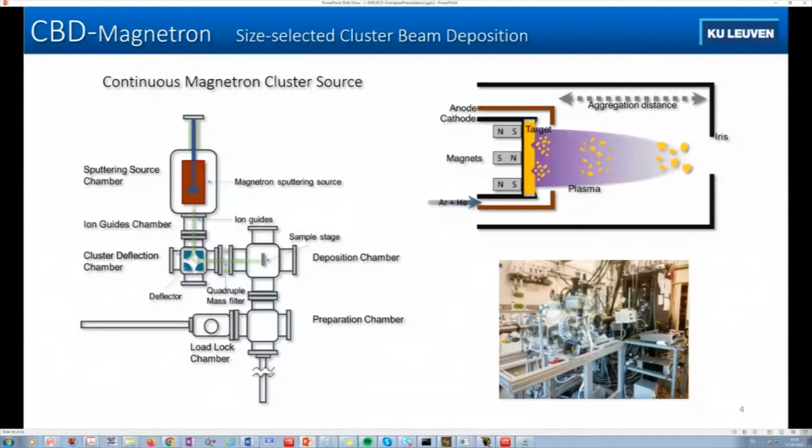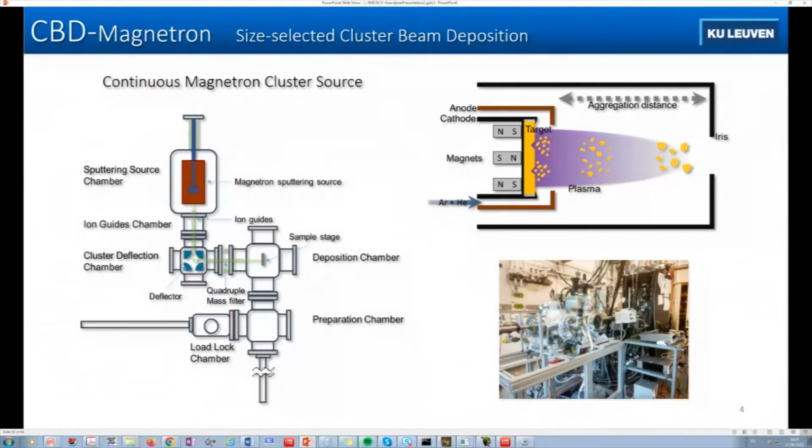So you see, you have the sputtering chamber. You have a gas, argon, going there, and you have the magnet here. You have a plasma, and you're making the clusters. Then the clusters are inside the gas, like a beam. They go there.